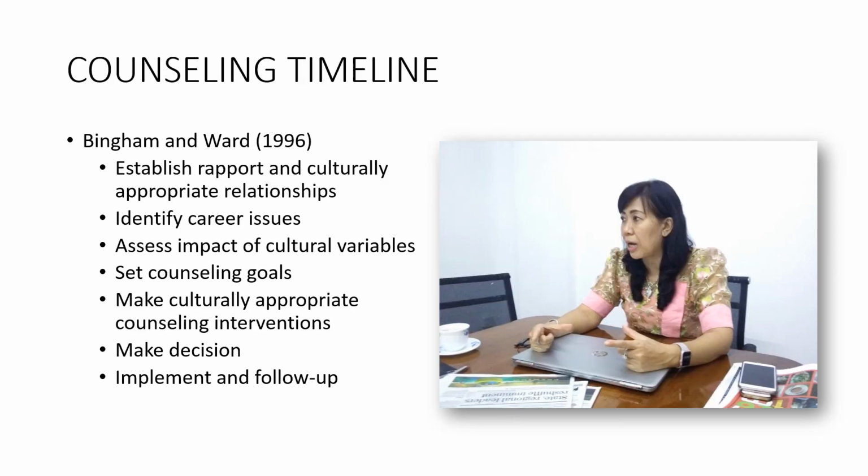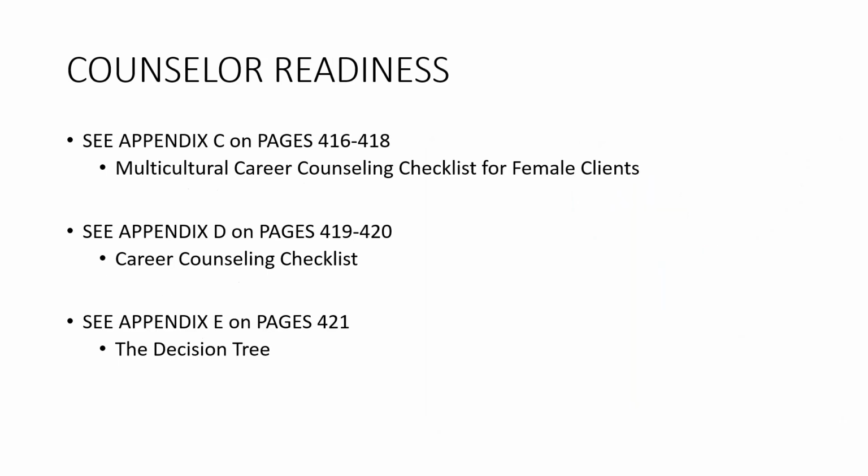All right, so the counseling timeline for this model, created by Bingham and Ward in the book, is: establish rapport and culturally appropriate relationships, identify career issues, assess impact of cultural variables, set counseling goals, make culturally appropriate counseling interventions, make decisions, and implement and follow up. For this one, the book recommends you see Appendix C on pages 416 to 418, which is the multicultural career counseling checklist for female clients. See Appendix D on pages 419 to 420, which is a career counseling checklist. That's something you would give to your client.